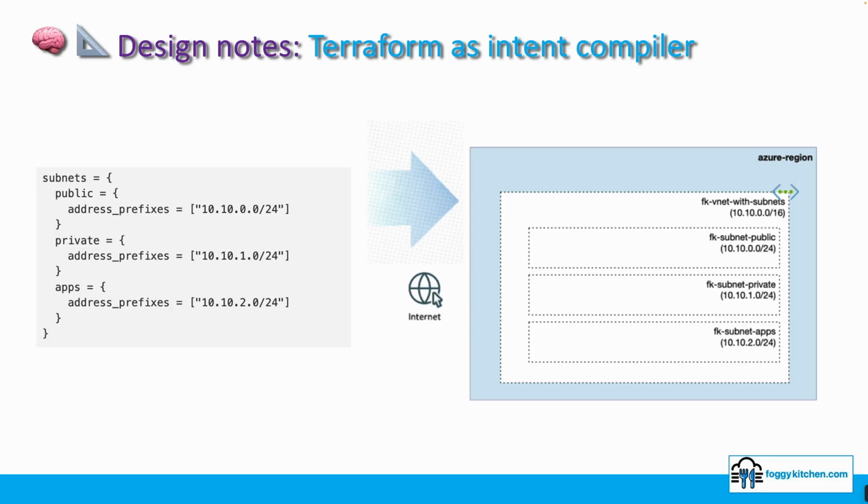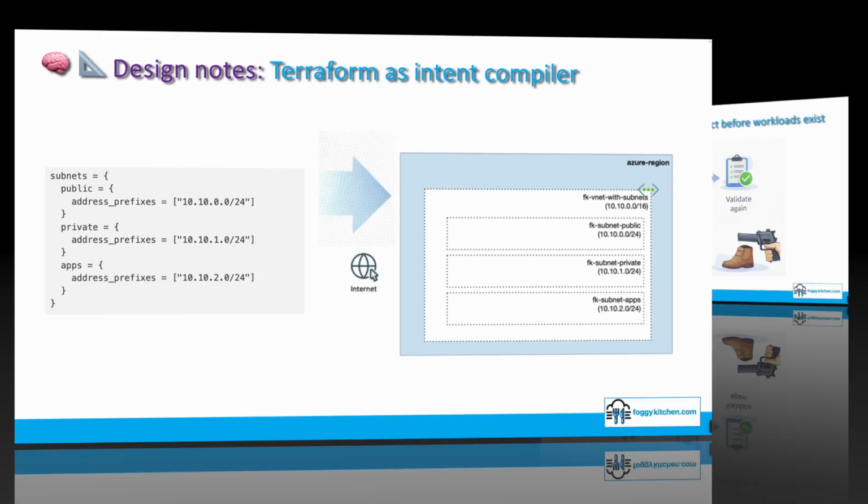The module takes this intent, validates it, and produces a VNet layout that downstream systems can safely rely on: AKS, private endpoints, PaaS services, anything that comes later. This is why modules matter, not for reuse, but for freezing architectural decisions early before workloads start depending on them.